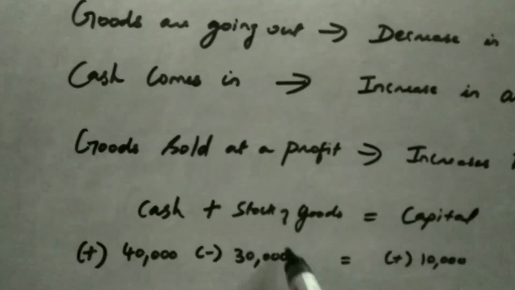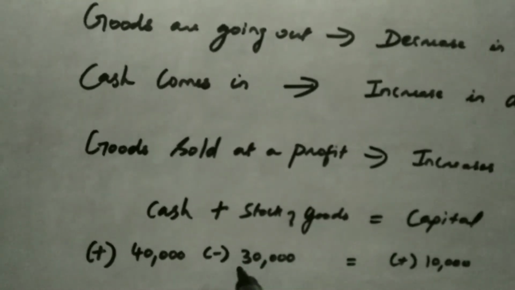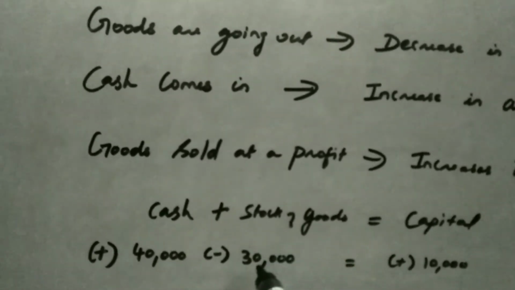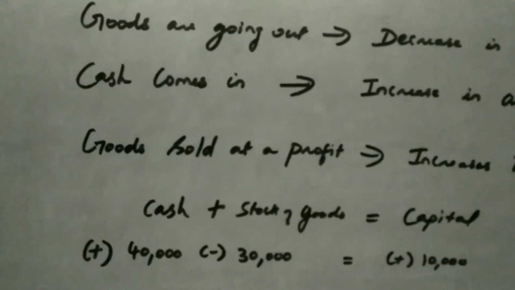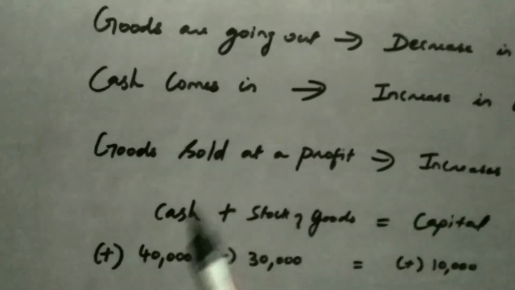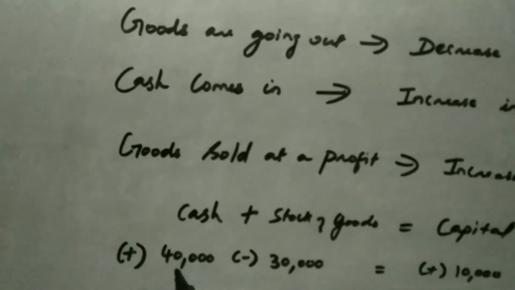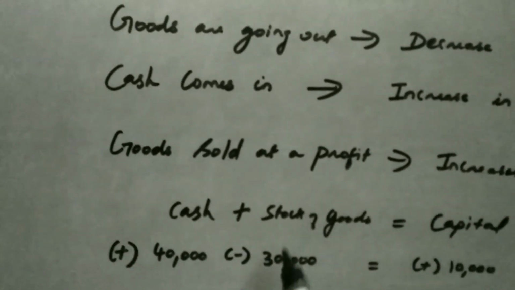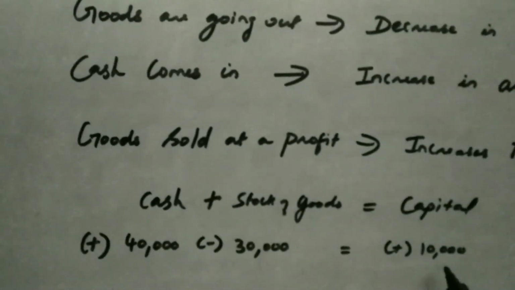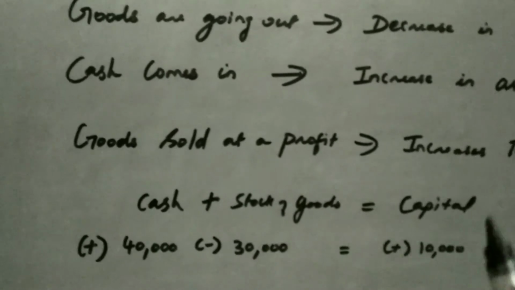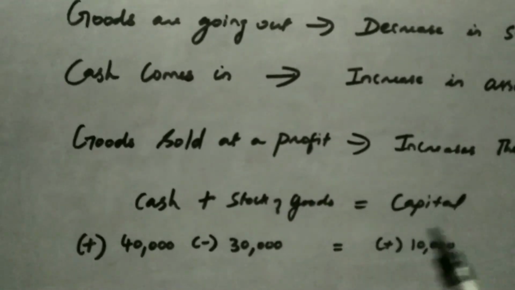And the worth of the goods, the cost price of the goods is only 30,000. That 30,000 gets reduced from the stock. 30,000 worth of goods are going out of the business, for which we are receiving rupees 40,000 in cash. So you are going to add 40,000 in cash and deduct 30,000 from the stock. And that profit of 10,000, when there is a profit, it will be added to the capital. In case of any loss, it will be deducted.